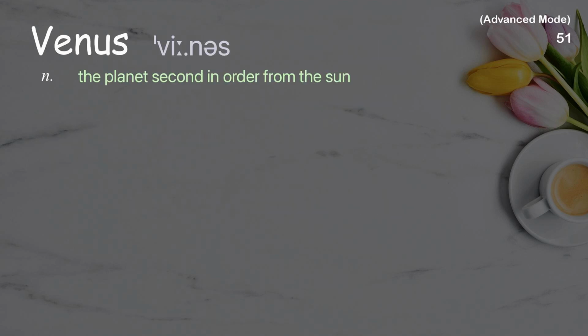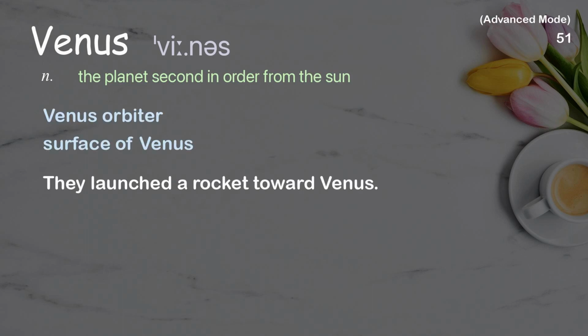Venus. The planet second in order from the Sun. Examples: Venus orbiter, surface of Venus. They launched a rocket toward Venus.